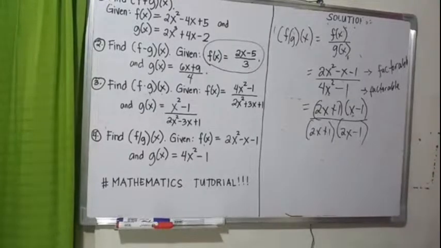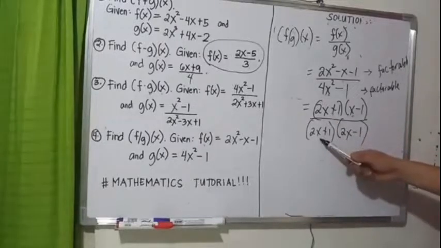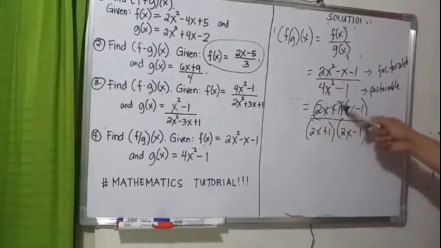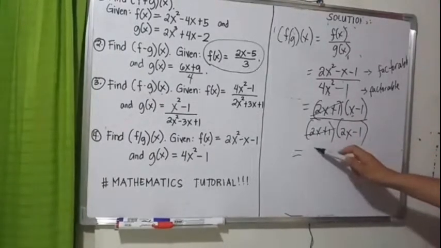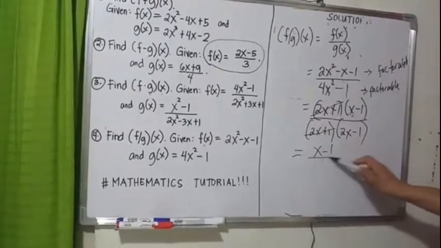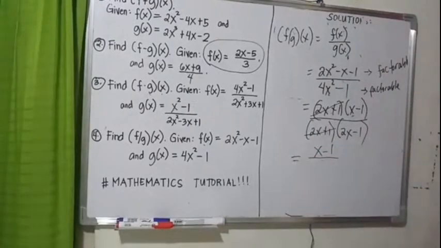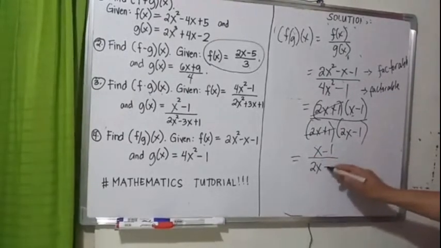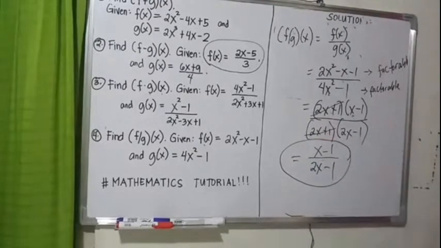Okay, so what is your final answer? So ang final answer natin is merong 2x plus 1 dito, merong 2x plus 1 sa denominator, so eliminate. So the remaining value is x minus 1 over 2x minus 1. Ito na yung final answer natin. Okay.